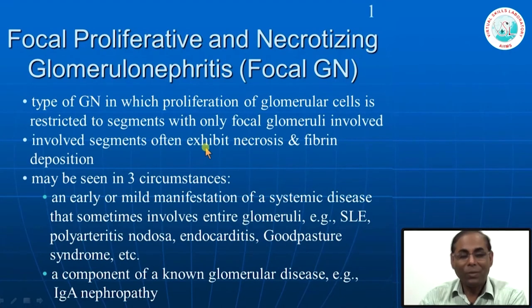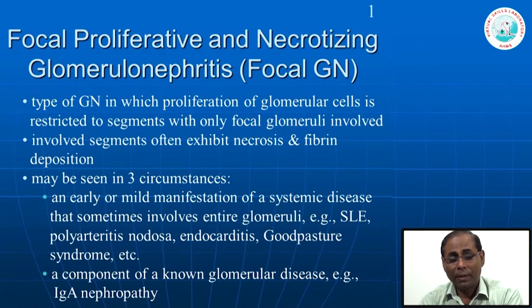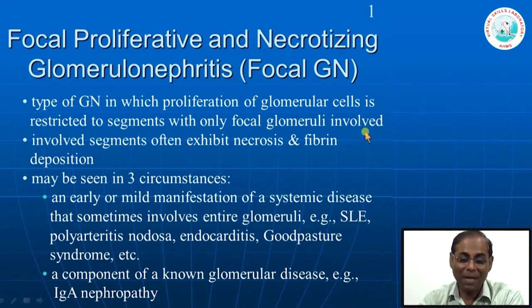The next category is focal proliferative necrotizing glomerulonephritis. The term itself says that here it is not a diffuse kind of disease, less than 50% of glomeruli are involved, and this type of GN, associated with proliferation of the glomerular cells, is restricted to segments and only focal glomeruli are involved. So, focal segmental proliferative glomerulonephritis.